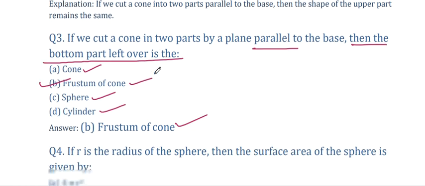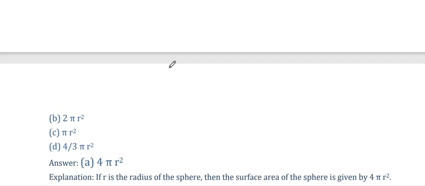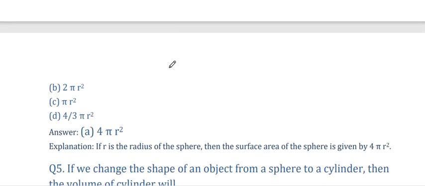The fourth question on your screen: if r is the radius of the sphere, then the surface area of the sphere is given by: A, 4 pi r square; B, 2 pi r square; C, pi r square; and D, 4 by 3 pi r square. So what can we write? If r is the radius of the sphere, then the surface area of the sphere is given by 4 pi r square. So we go with option A, right? This formula is very important for you. It is always used, right?